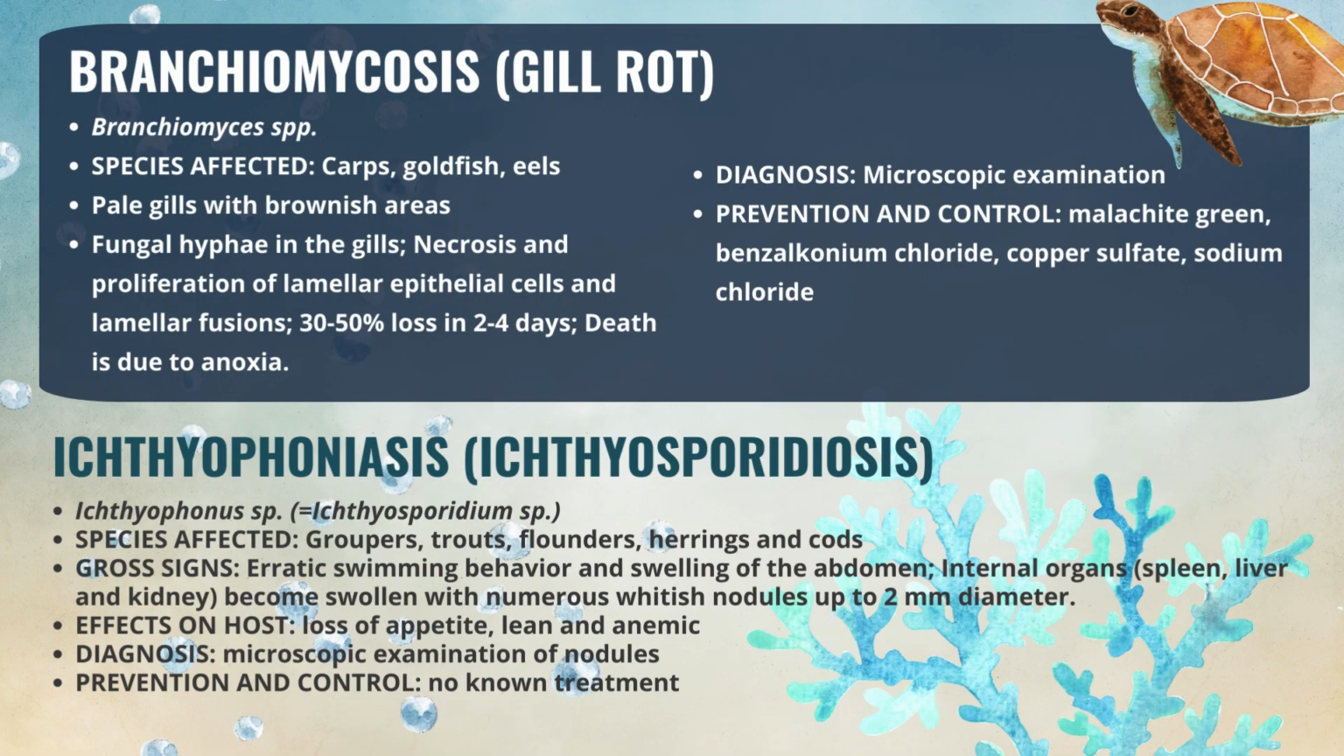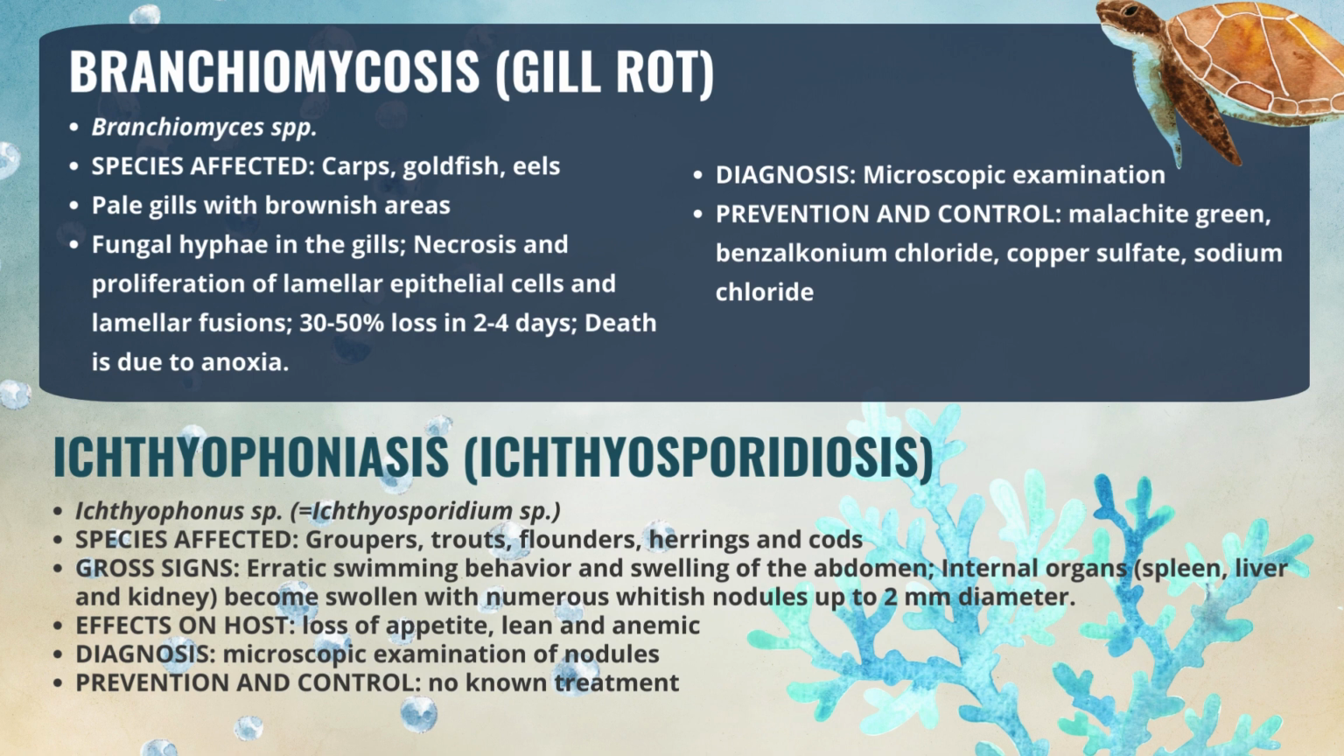The next disease is bronchiomycosis or gill rot caused by Branchiomyces species, affecting carps, goldfish, and eels. In the course of infection, gills become pale with brownish areas due to hemorrhage and thrombosis, or grayish as a result of ischemia. Necrotic areas might slough off at a later stage, becoming a focus for saprolegnian infections.